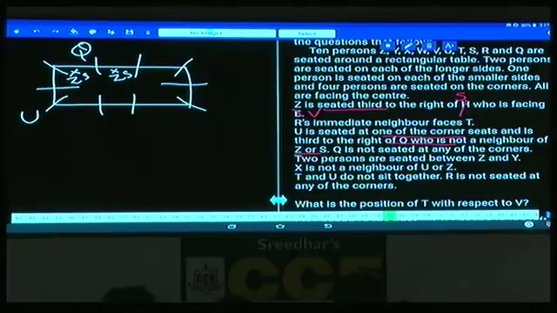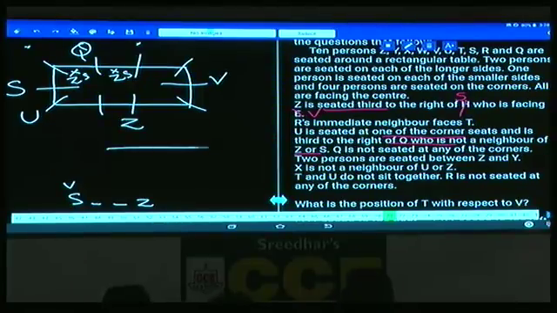Now, what is the information here? Z is seated third to the right of S. If S is here, 1, 2, 3, Z is seated third to the right of S. And S is facing whom? S is facing V. Clear? Then, S cannot be at this place. Then, can S be at this place or not? S can be at this place. If S is here, 1, 2, 3, Z will be here. Isn't it? And S is facing V. This is one possibility.